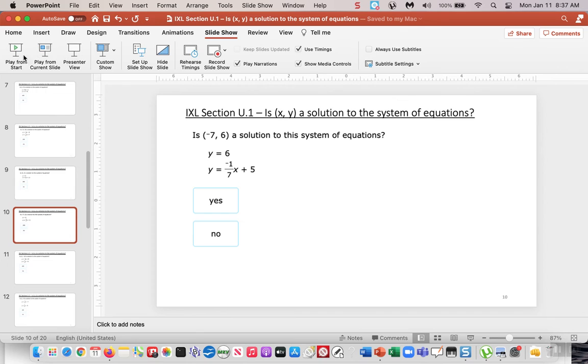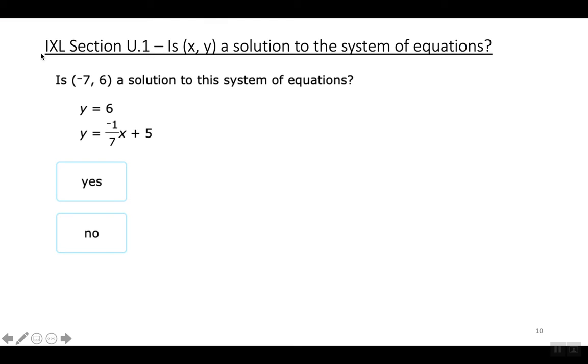Okay, the next example. Again, we have an equation that just says y equals 6. It doesn't have x in it. So once again, I'm going to substitute -7 for x and +6 for y. So on the top, when I do that, I'm going to have 6 equals 6, and that's true.